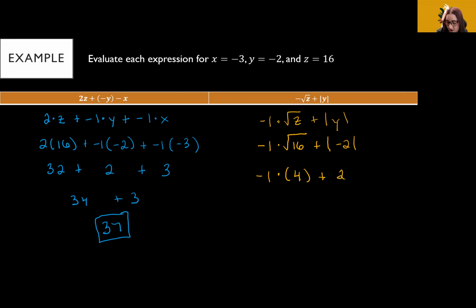So you want to be very careful. My absolute values started looking like parentheses. You want to make sure they look very straight so you don't get confused. So now I have multiplication. So I have negative 1 times 4, which is negative 4 plus 2. And then negative 4 plus 2 is negative 2.